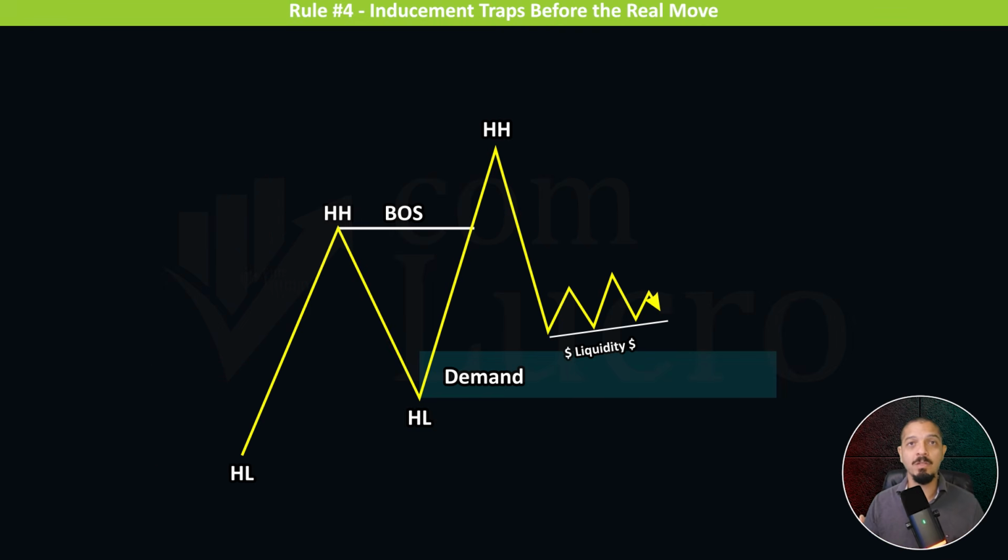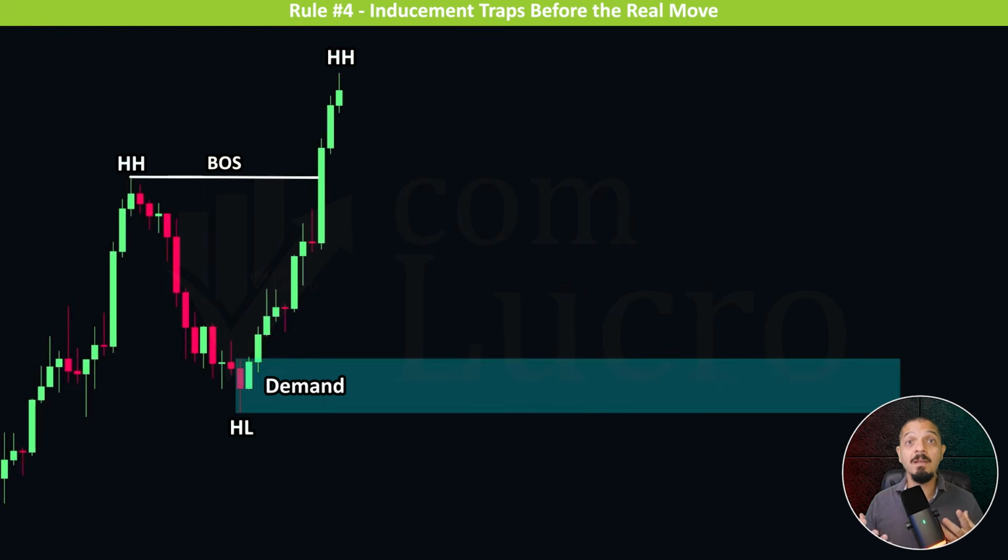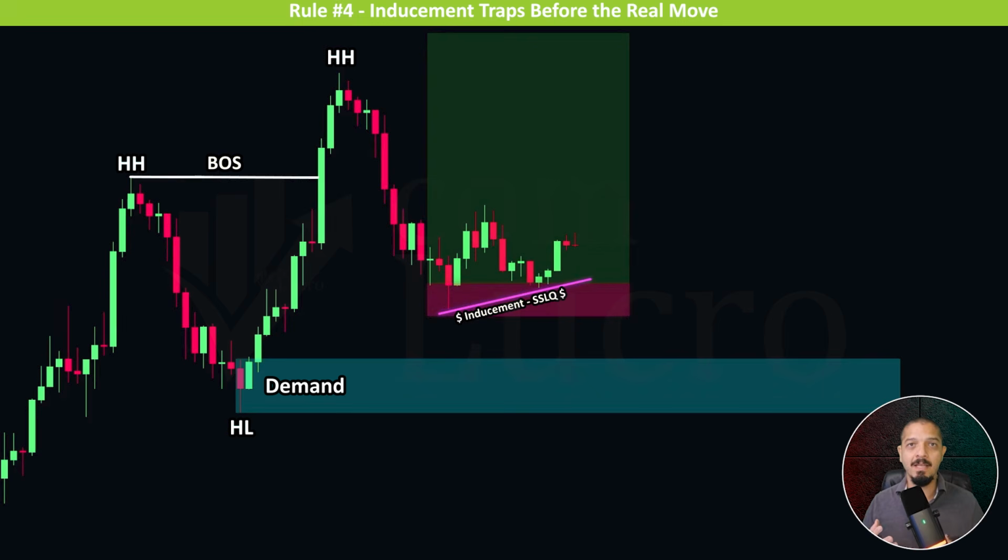Rule number 4 is inducement. Inducement is a classic move designed to trap traders into poor entries before larger players drive price in the opposite direction. Here is how this appears on a chart. Price is trending higher, forming higher highs and higher lows. After that, a small pullback develops, creating a minor low. Early buyers step in and place their stop losses just below that low.